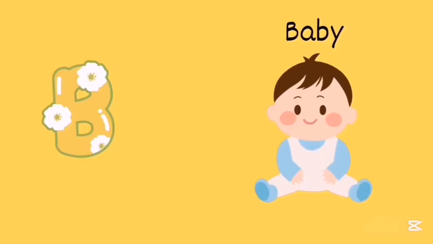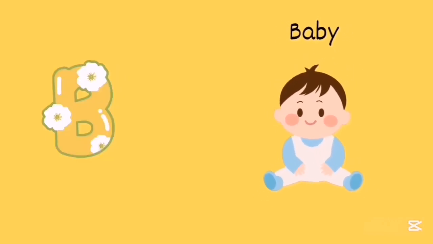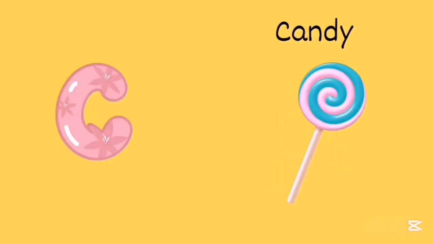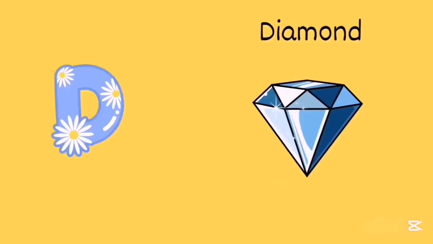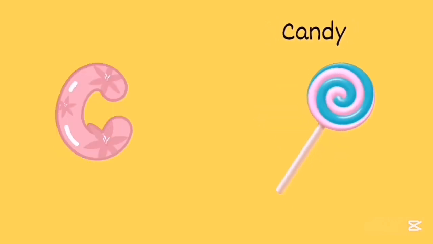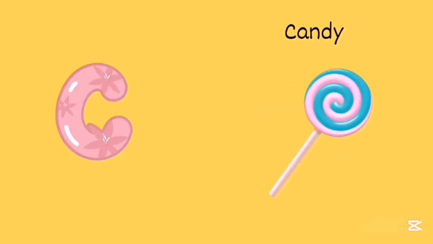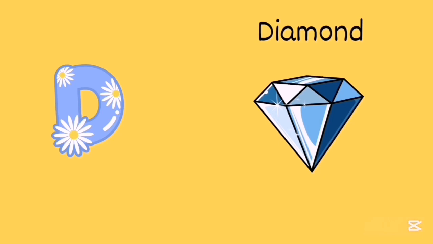Baby. B, baby. C is for candy. Candy. C, candy. D is for diamond.